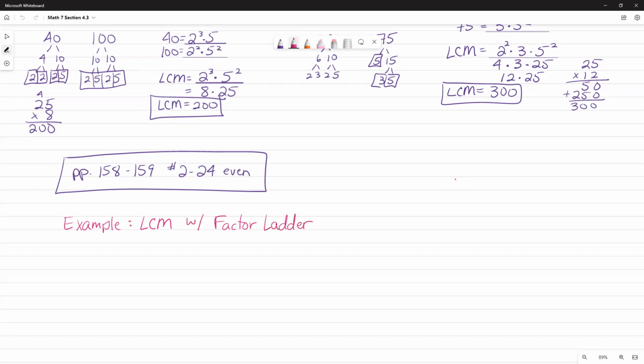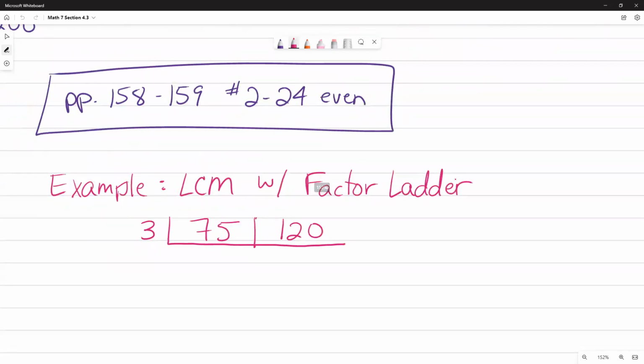All right. So let's look for the least common multiple of two large numbers. So 75 and 120. All right, so I'm going to go ahead and draw our ladder here. So we know that the smallest number, because 75 is not even, our smallest prime number is going to be 3. So 3 goes into 75 25 times. 3 goes into 120 40 times.